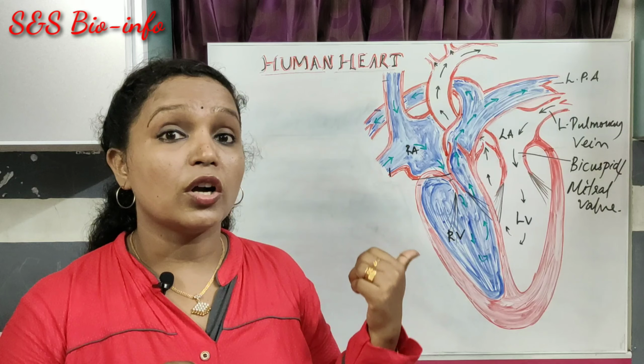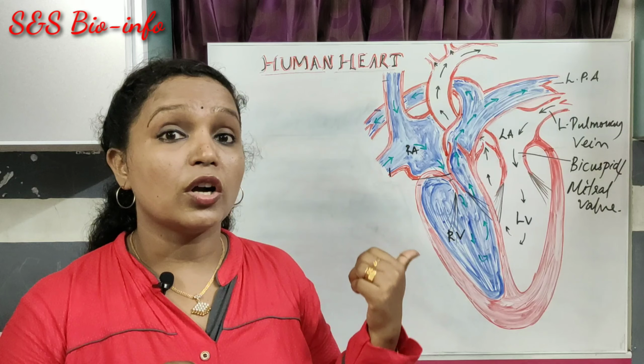Here you look at the left side, the left atrium and the left ventricle. From here, the pure blood is pumped into different parts of the body through the major aorta. That is the systemic aorta. You look at the arrow, the flow of blood. This is the systemic aorta.